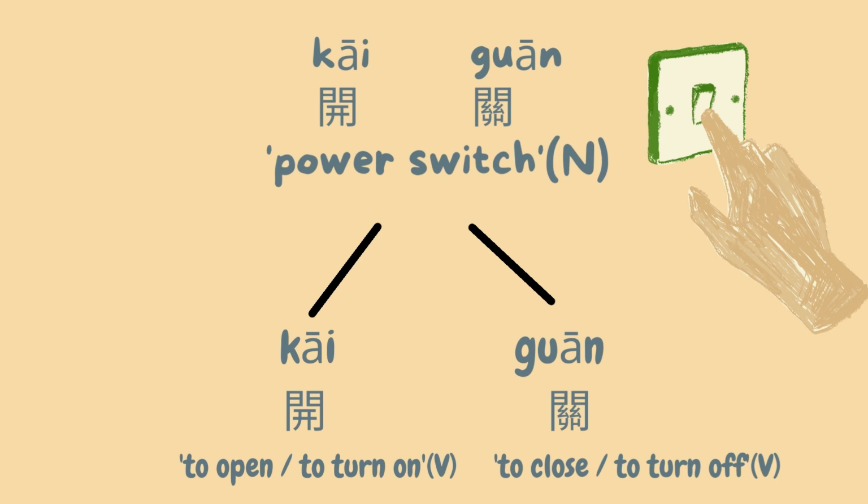The constituent characters 开, to open or to turn on, a verb, and 关, to close or to turn off, a verb, are antonymous. The meaning of the word they form is the combination of the two characters that make it up. Power switch, a noun. We can see from this example that the grammatical category of a Chinese two-character compound may differ from the constituent characters. This example clearly shows how a noun is made up of two verb characters, and we'll see more of these types of examples in the following sections of this video.